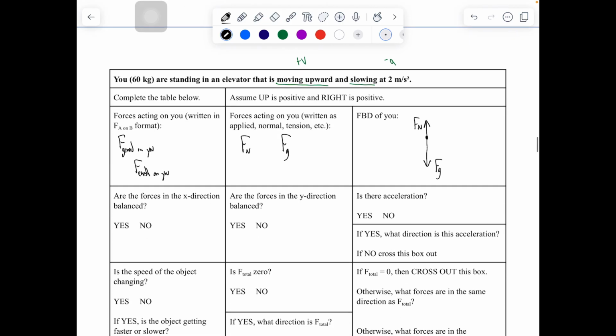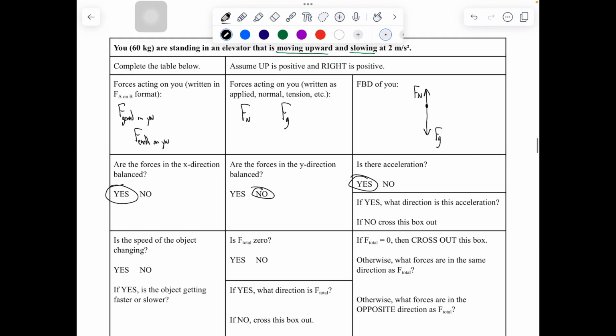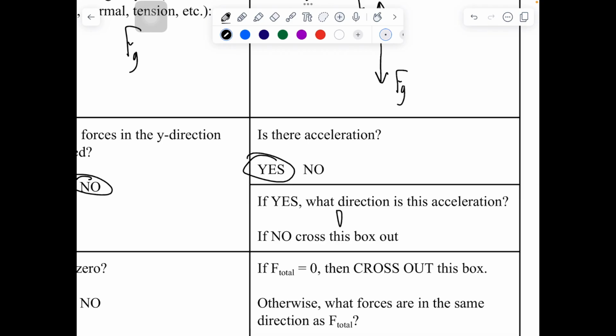Forces in the x direction balanced? Yes. There are no forces in the x direction. Forces in the y direction balanced? No. We are accelerating. There is acceleration. What direction is the acceleration? Well, we're accelerating downward, right?